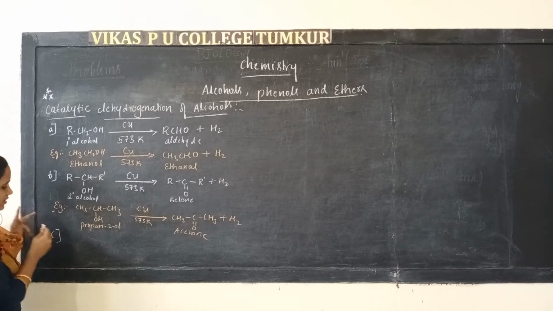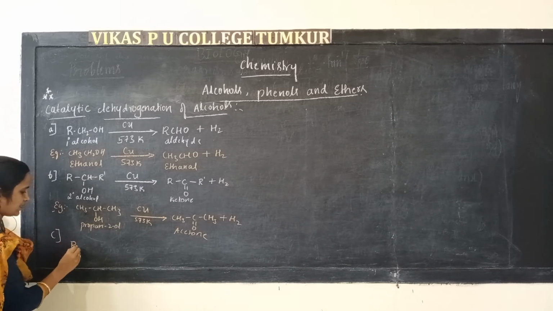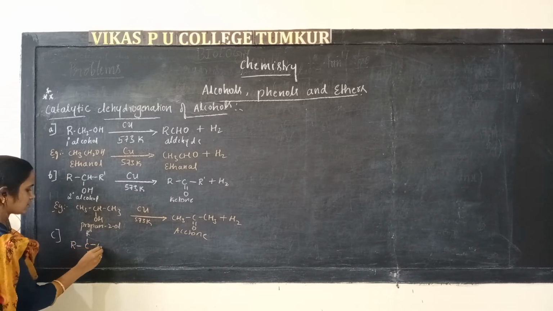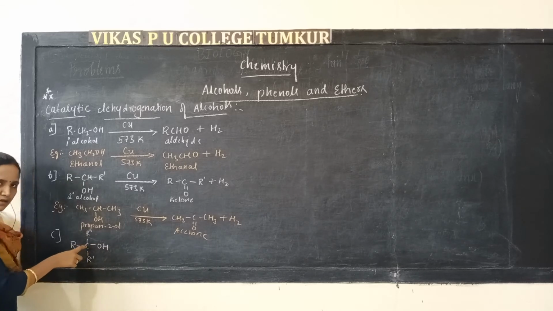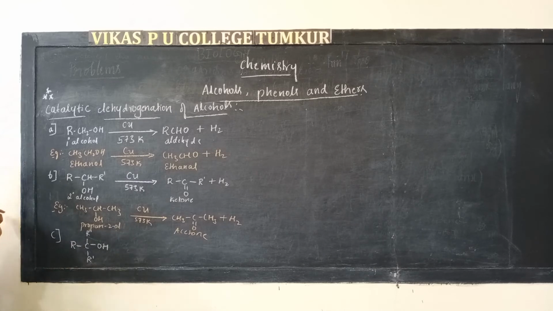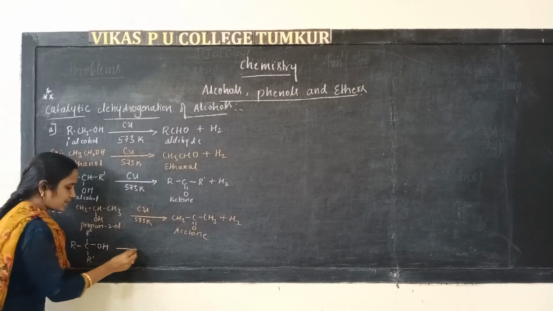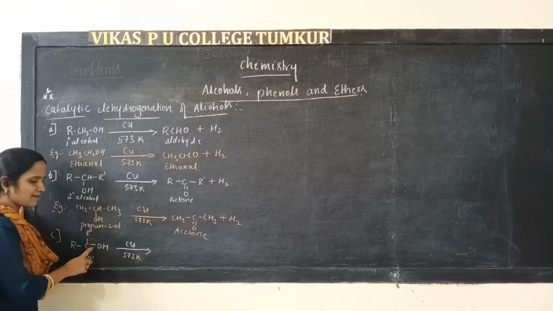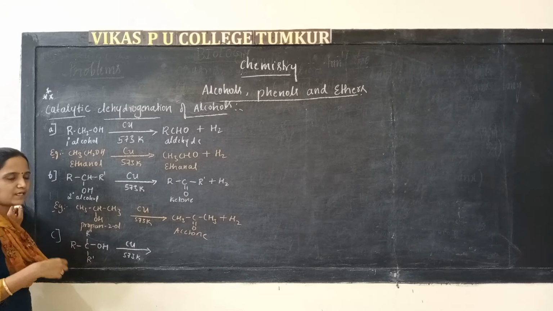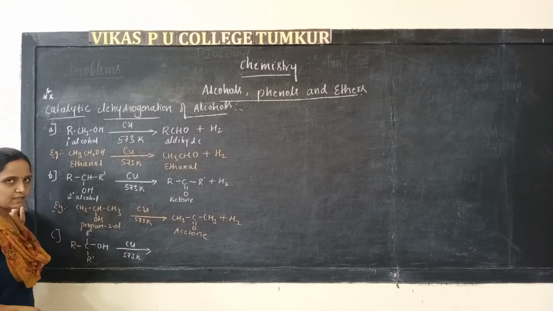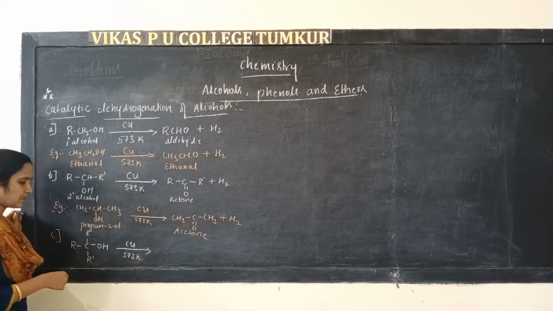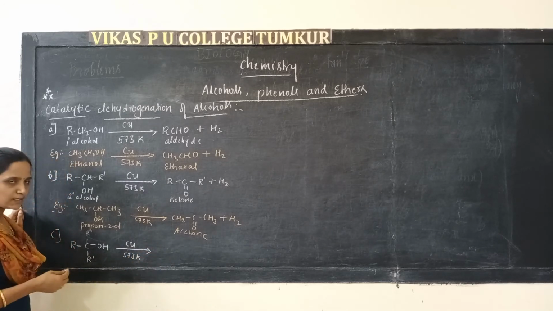We will see that. The tertiary alcohol can be written like this: R', R'', R''', OH. This alpha carbon does not contain hydrogen. Therefore, when it is passed through red hot copper at 573 Kelvin, it does not undergo dehydrogenation. Instead, it undergoes dehydration, which means an alkene is formed.